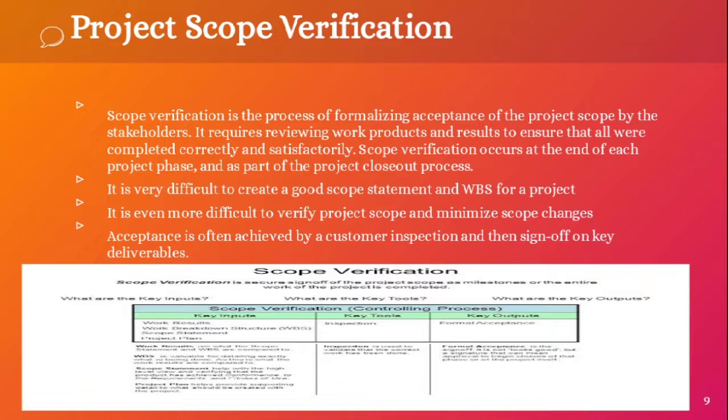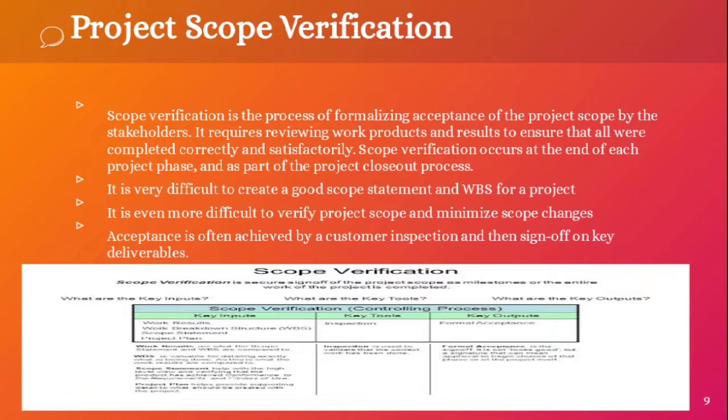It is very difficult to create a good scope statement and WBS for a project. It is even more difficult to verify project scope and minimize scope changes. Acceptance is often achieved by customer inspection and sign-off on key deliverables. So once the project scope has been defined, it must be verified.